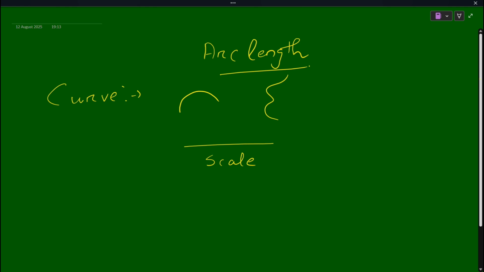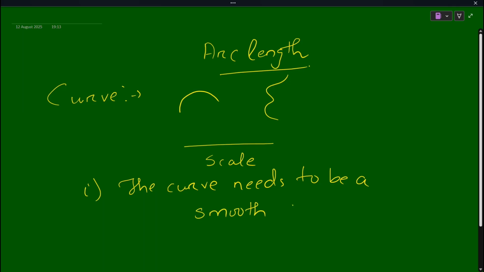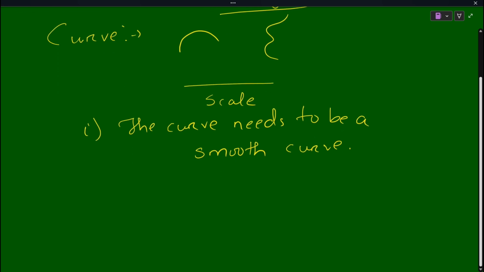Before beginning, let's see for which type of curve we can find the arclength. So let's see what the first condition is. The first condition is that the curve needs to be a smooth curve. So what is a smooth curve then? A smooth curve is any curve whose first derivative is continuous. Okay, so let's write down this definition.